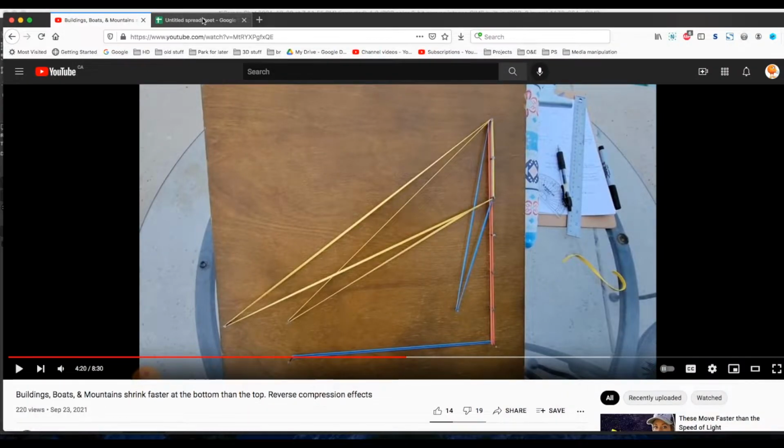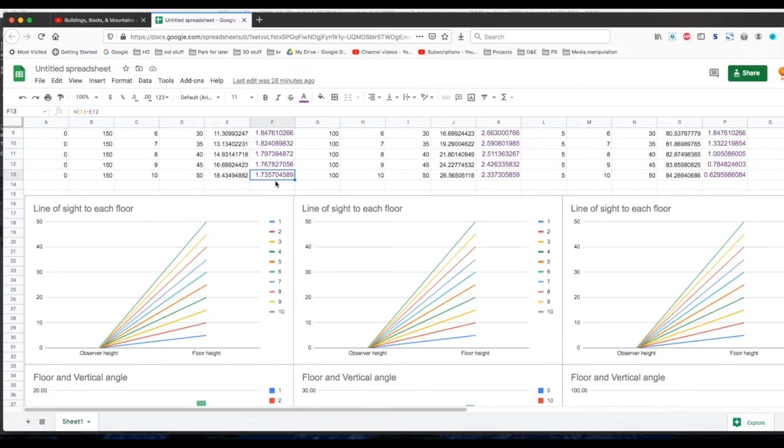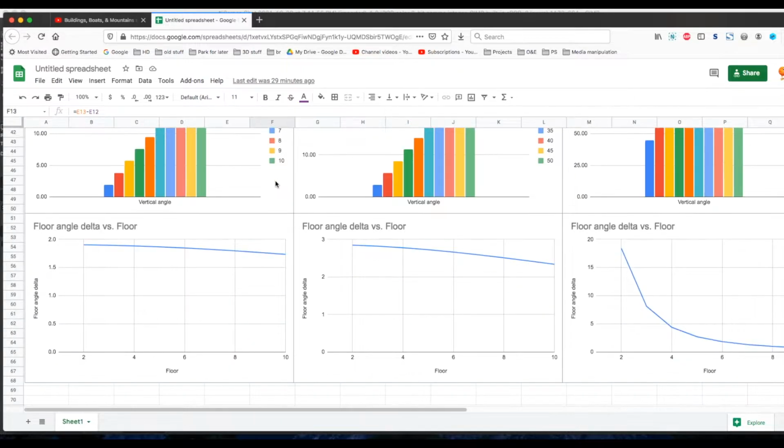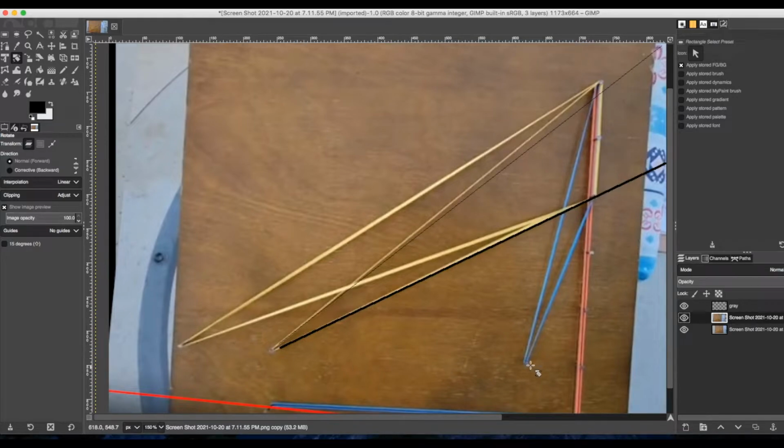And I wasn't quite satisfied with that. So what I did was I created a spreadsheet that kind of simulated his setup, and I'll leave the link to this spreadsheet in the description below, so go chase that down. If you look at his video, he had one that appeared to be kind of almost the height of one of these floors of this building he was looking at.